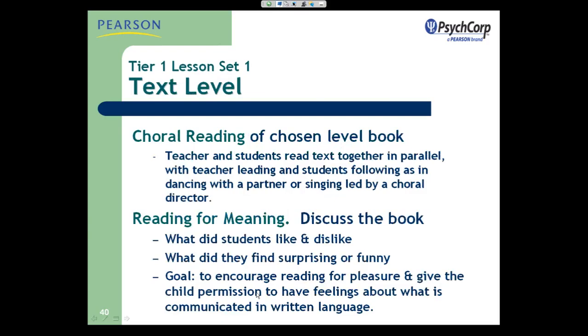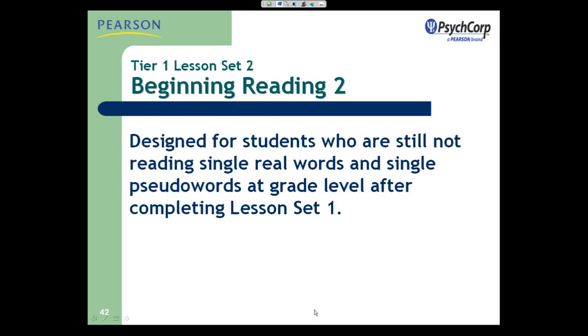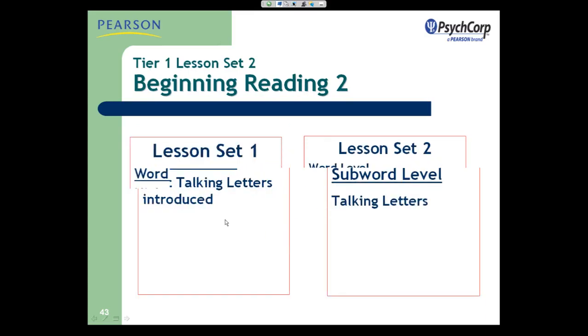And then at the text level, we ask children to read text together in parallel, kind of like choral reading. And then you want to discuss the book, what they liked and didn't like, what they thought was surprising or funny. You want to encourage them to read for pleasure and to allow the child to express his or her feelings. So again, looking at all three levels. And then progress monitor. And if the children are still struggling after you presented the monosyllabic words, you may also want to present the polysyllabic words, and those directions are consistent with the ones I showed you for the monosyllabic words.